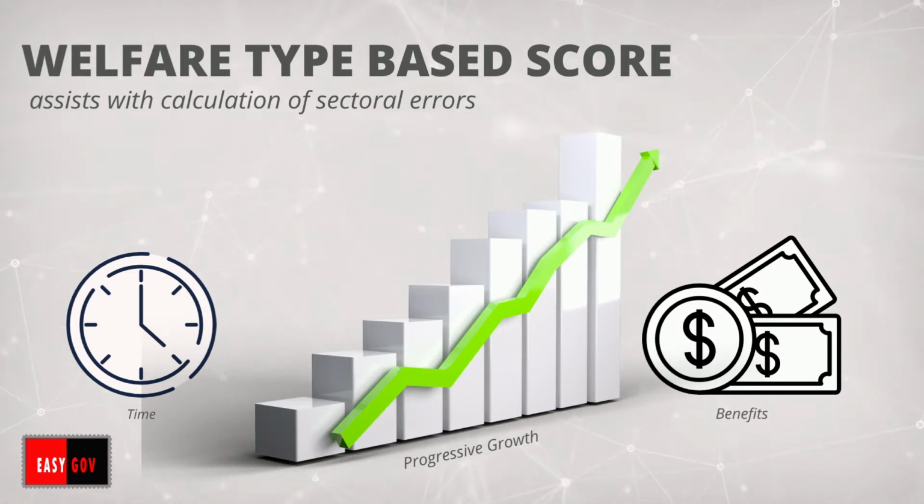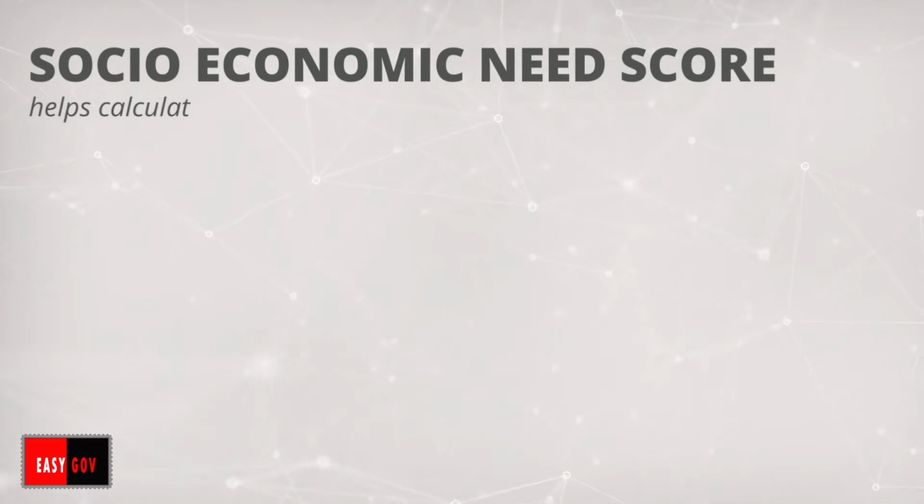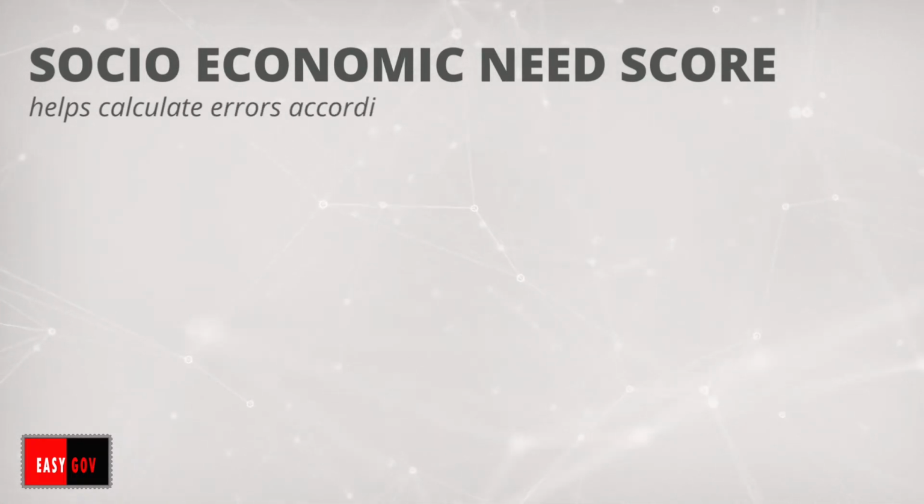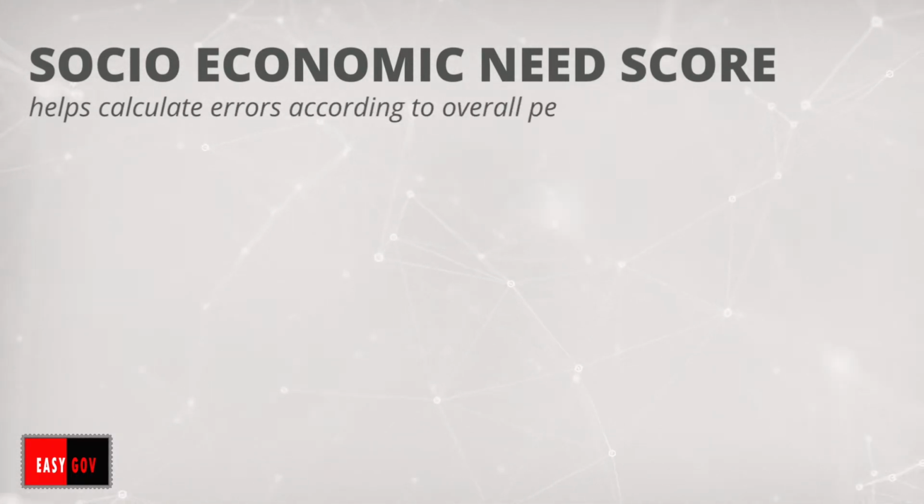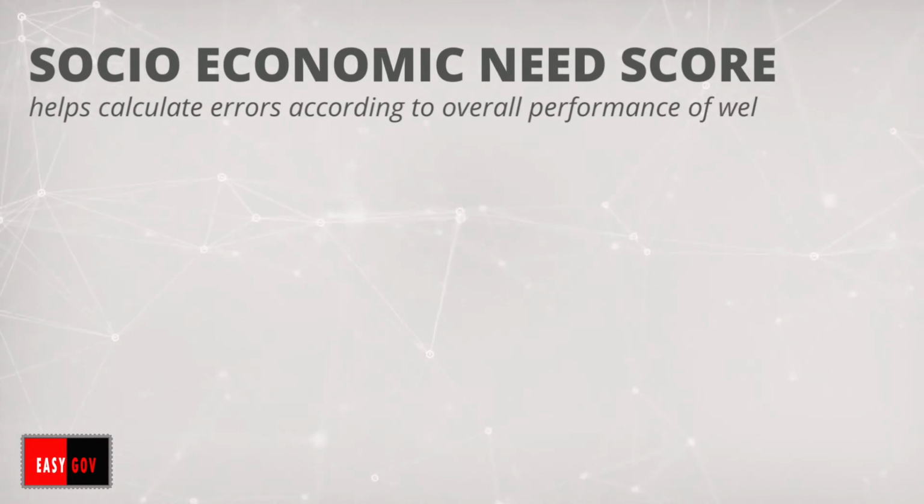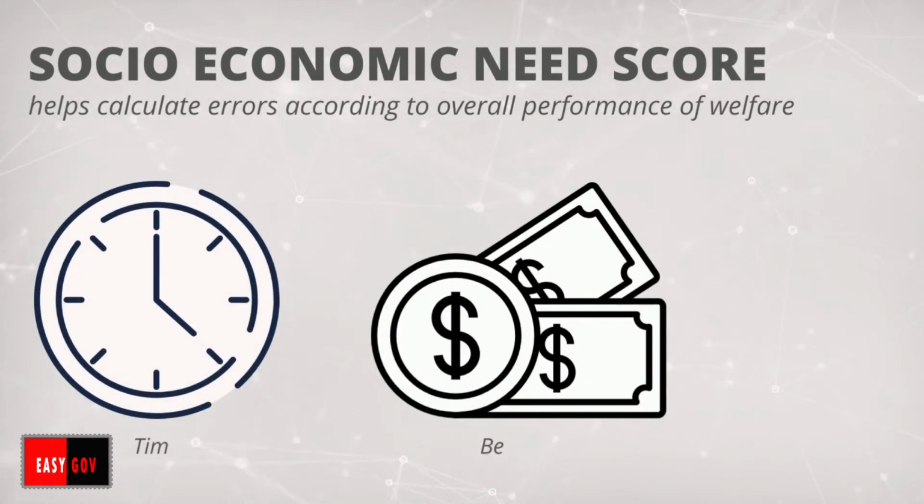This means that we can determine errors specific to each department and analyze them deeply to provide policy recommendations per department. If the beneficiary is receiving benefits from multiple welfare types, then instead of looking at the welfare type-based scores individually, we can group them and look at the socioeconomic need score or the overall need score. Socioeconomic need score is the score that tells us the overall performance of welfare and provides analytics based on 2 dimensions: time and the overall benefits.